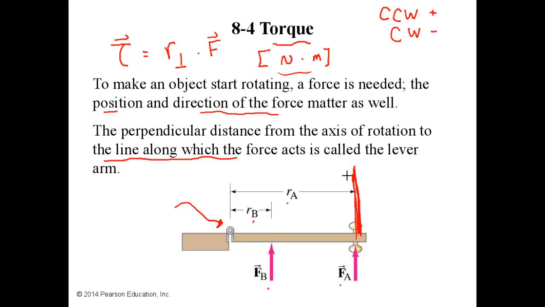So force A is acting along this line right here. The perpendicular distance from the axis of rotation right here to that line in this case is going to be RA, so RA is going to be the lever arm for force A. Similarly, the line of action for force B is going to be straight up and down, also perpendicular to the door, so the lever arm is simply going to be RB. I'll talk about the more complicated cases in a couple of slides.